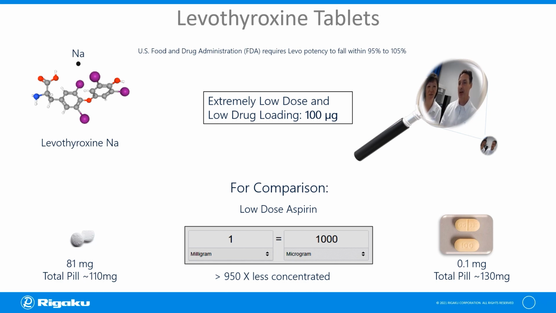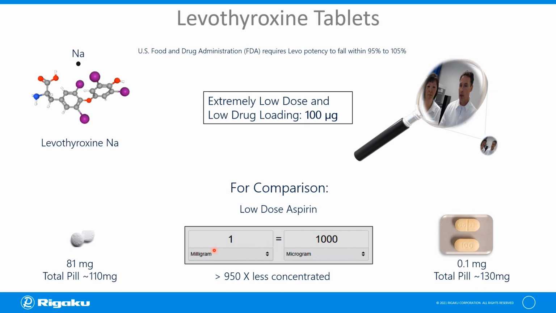The point we're trying to make on this slide, in a pretty bad way, is that this is a very low dose, but also a very low drug loading material. For comparison, we're showing a low dose aspirin, which is only 81 milligrams, with a total pill weight of 110 milligrams. If anybody's taken a low dose aspirin, it's a small pill. The levothyroxine tablets range from maybe about 50 micrograms up to maybe 150 micrograms, depending on the dose.